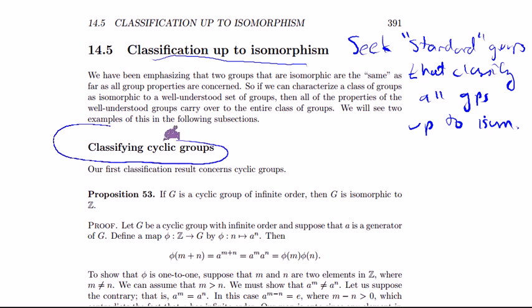First, we'll classify cyclic groups. This is a particularly simple type of group generated by a single element. And it turns out that if G is a cyclic group of infinite order, then G is isomorphic to the integers. So there's basically, in some sense, only one cyclic group of infinite order, and that's the integers. Any cyclic group of infinite order essentially has the same behavior as the integers.